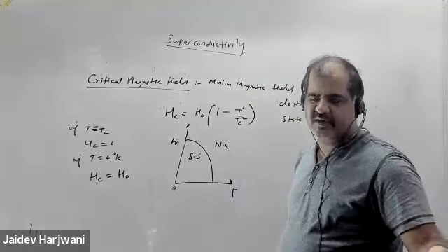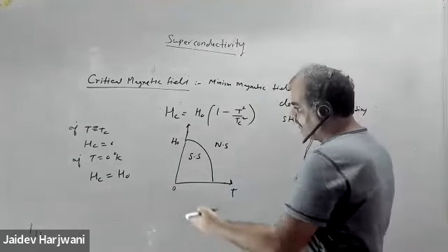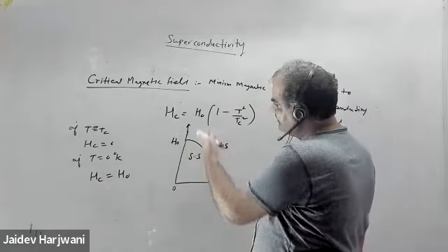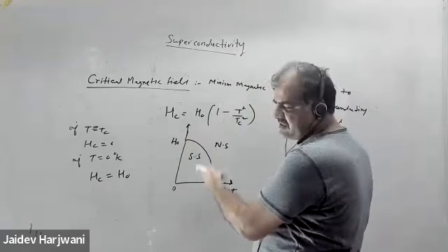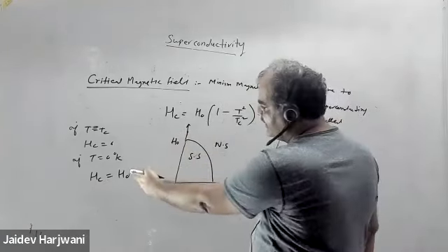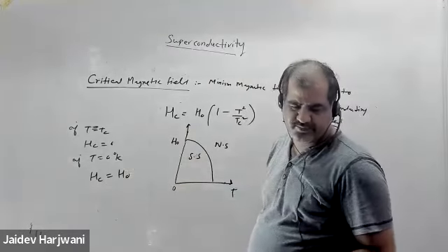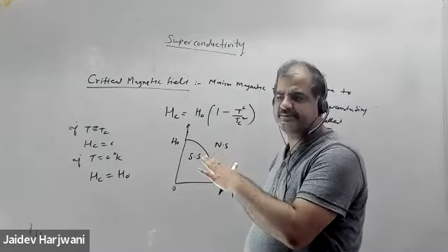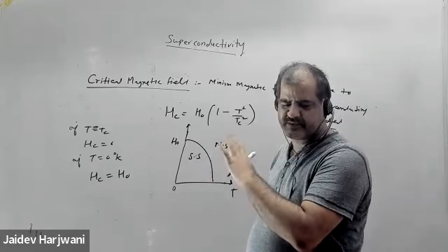So either increase the temperature or increase the magnetic field. If you are applying a magnetic field and Tc is dependent on temperature, at T equal to 0 the transition will happen anyway, so you don't need any magnetic field. At T equal to 0 you need Hc equal to H naught. Is this point clear?